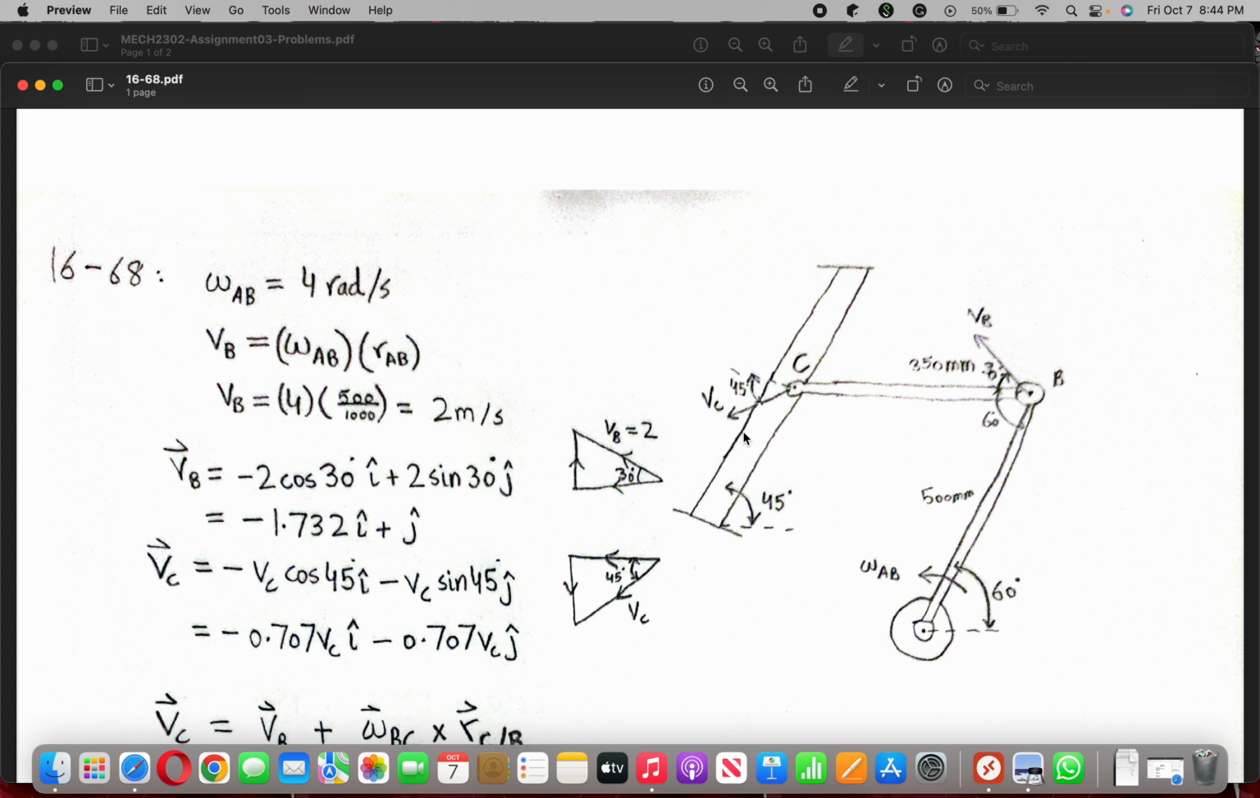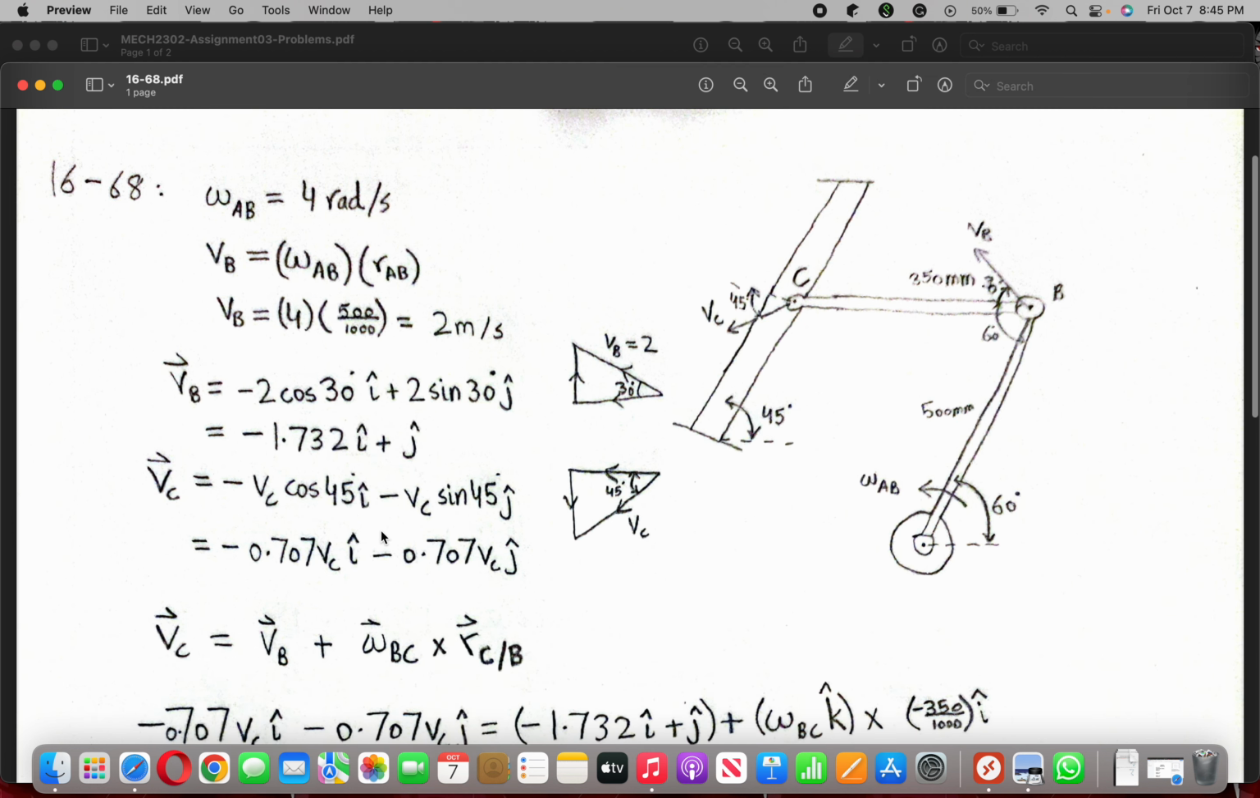And then we divide the velocity at B into its i and j components. We use the right angle triangle property, as we know that the velocity B will be the hypotenuse and it has a 30 degree angle, so we use that to get an x component and y component, which are i and j in this case. We further simplify them and we get the equation in the form of minus 1.732 i plus j.